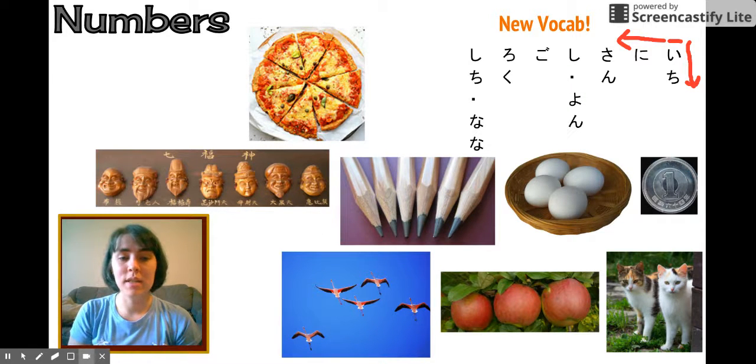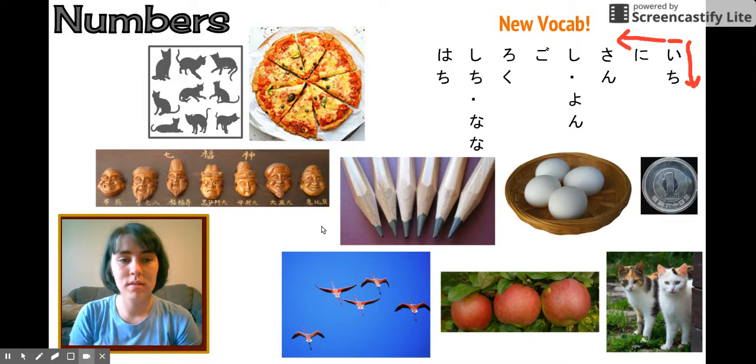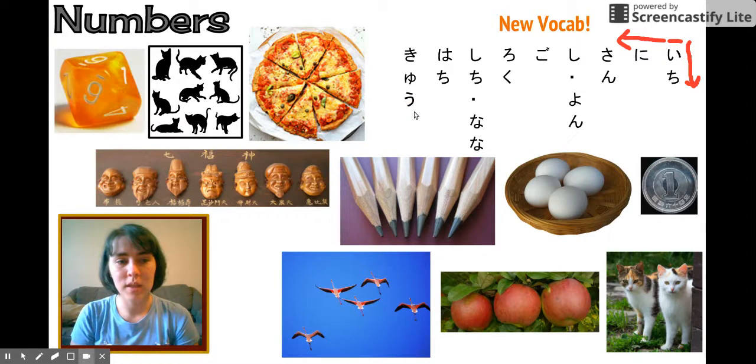A pizza with 8 slices. Hachi. An almost good number of cats to keep. Kyu. For those who are fans of Naruto, the Kyuubi has 9 tails. Kyu. And Ju. Ju. A 10-sided die. Ju.